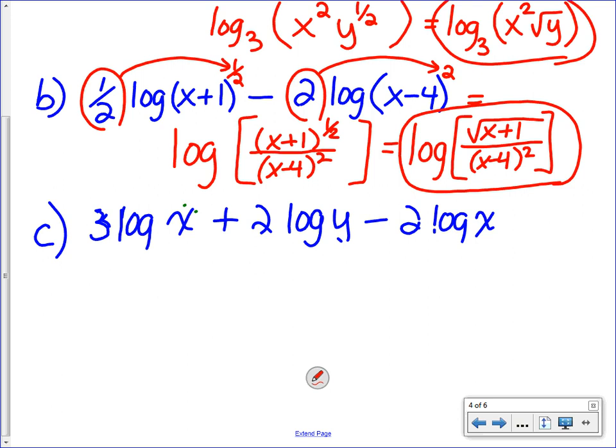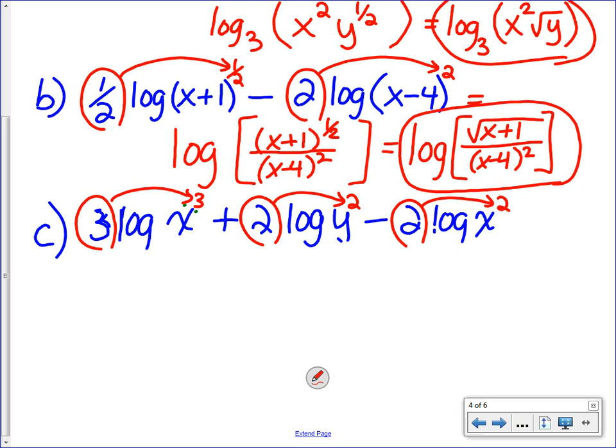Okay, let's look at the last example. We have 3 times log of x. So again, we're going to move that 3 to an exponent, plus 2 times log of y. So again, we're going to move that 2 to an exponent, minus 2 times log of x. So we're going to move that 2 to an exponent.